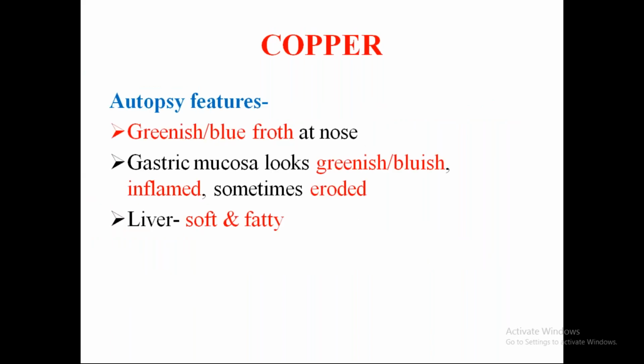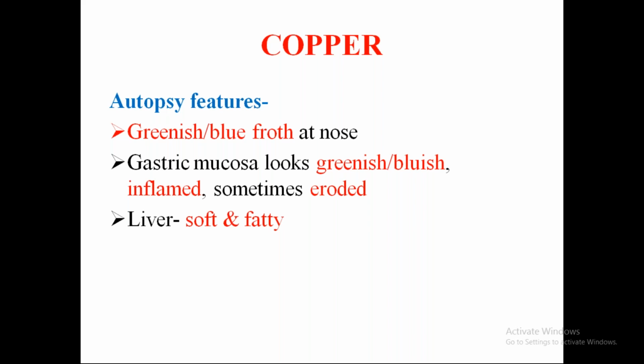What are the autopsy features? Because the copper containing products are either bluish or greenish, we can see these bluish or greenish postmortem stains, and even the stomach contents can also have a bluish or greenish color. The gastric mucosa can look greenish or blue, inflamed, and sometimes eroded. And then liver is soft and fatty. So these are some of the findings we see.